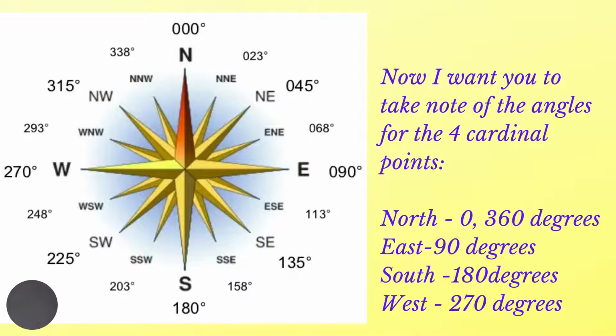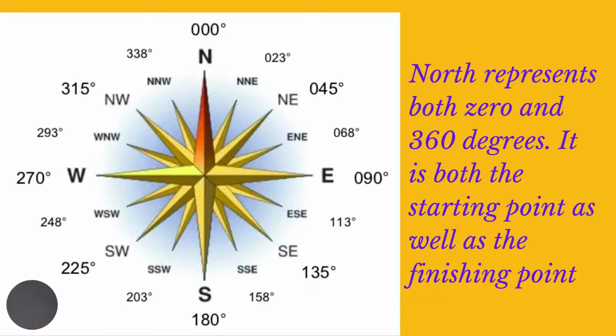Now, I want you to take note of the angles for the 4 cardinal points. To the north, we have 0 degrees, and this 0 degrees is also 360 degrees. The angle to the east is 90 degrees. The angle to the south is 180 degrees, and the angle to the west is 270 degrees.